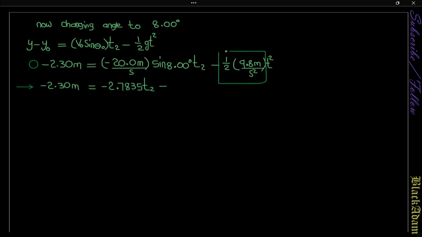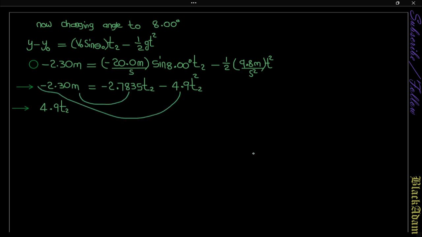Times t minus, that's going to be half of 9.8, which is 4.9. So 4.9 again, that's going to be t2 squared. So we need to know the other time it will take if the angle is 8 degrees. So simplifying that's going to be 4.9 t squared. Taking everything from right to left, the sign changes, so it's going to be positive 2.7835 t2, minus 2.30 is equal to 0.